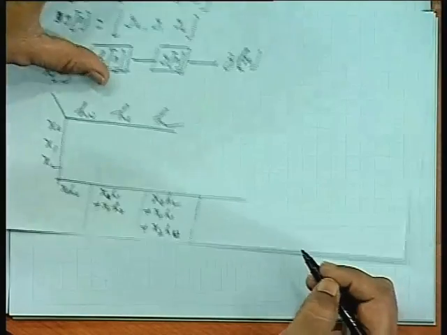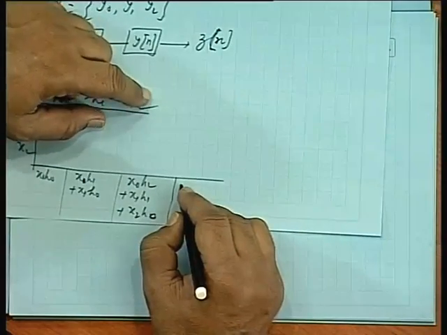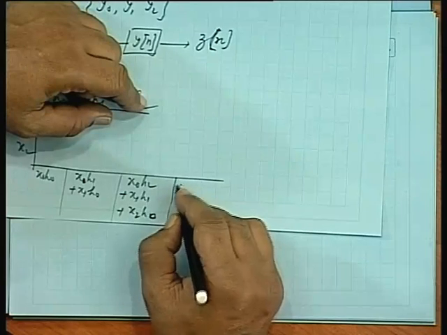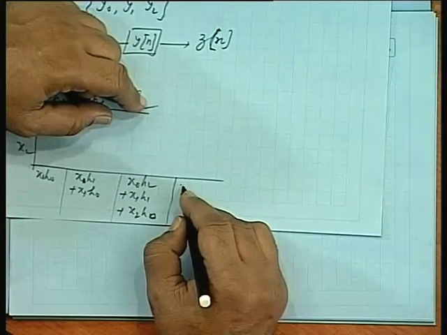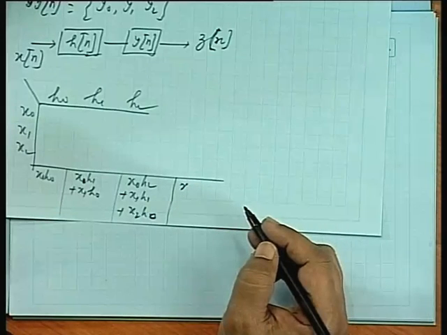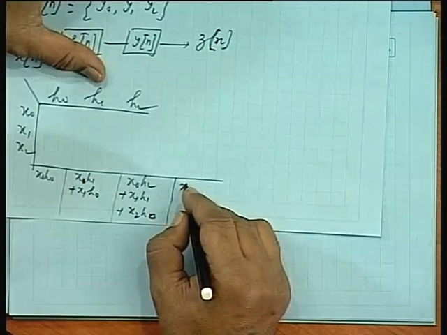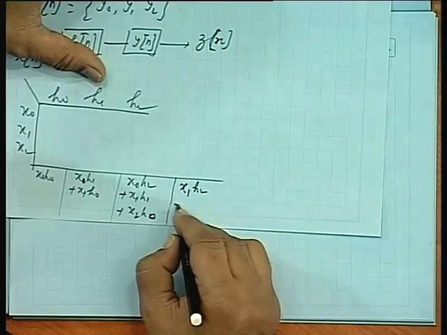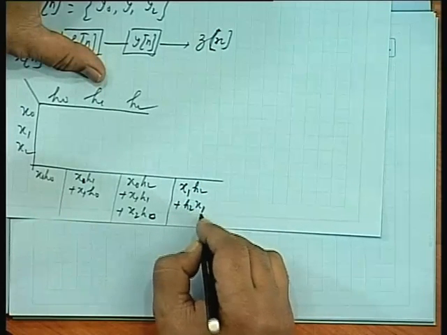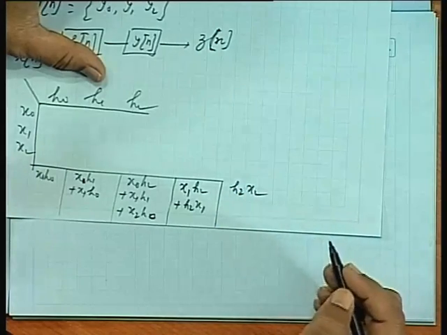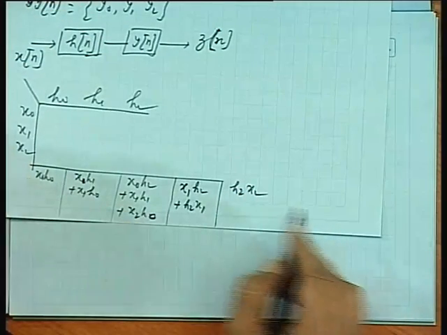Okay. Next, this one X0, H2, there is nothing like H3. So, X1, H2 plus H2, X1. Last one was H2, X2. Okay. So, these were the 5 outputs.